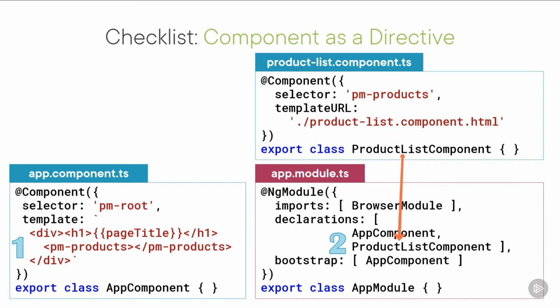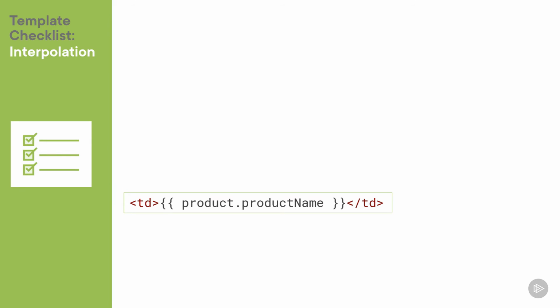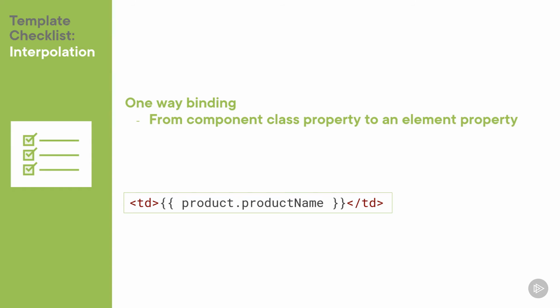We then declare the component so it is available to any template associated with this Angular module. We add the component to the declarations array passed into the ng module decorator of the Angular module. Angular's data binding was introduced in this module with a look at interpolation. Interpolation is one-way binding from a component class property to an element property.